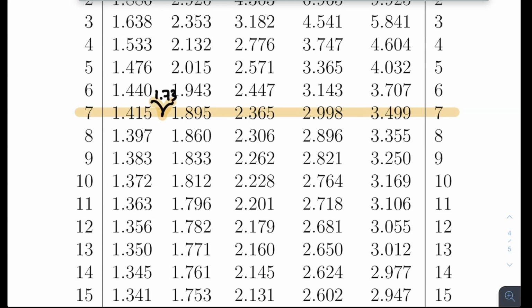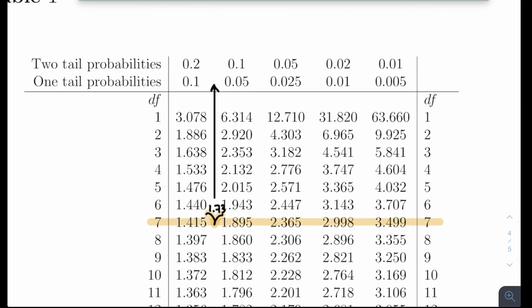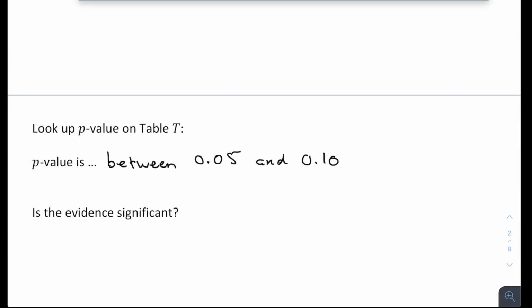1.73 is in between. So we'll come up a bit to our probabilities. This is a one-tailed test, so our p-value is between 0.05 and 0.1. Given our p-value between 0.05 and 0.1, we now need to assess whether this evidence is significant. Remember that we're using a significance level of 0.05.